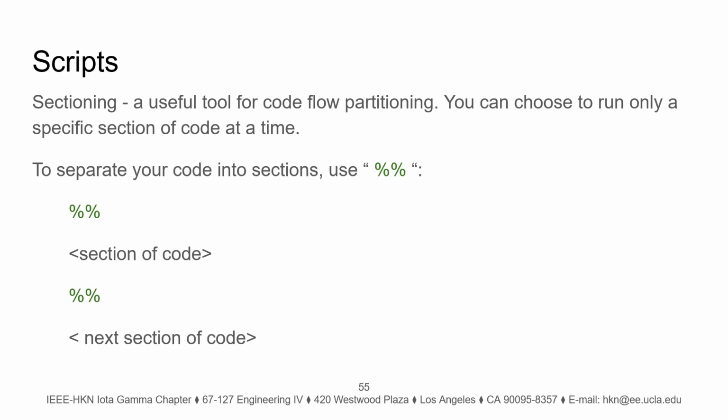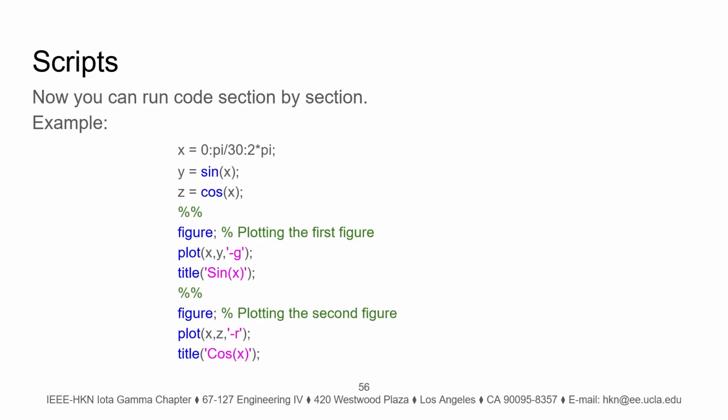Use two percent symbols. Here we see two percent symbols, then a section of code. End with two percent symbols, followed by the next section of code. So you can run these different segments one at a time. Now we can run the code section by section. As we see here as an example, the first part of the code.